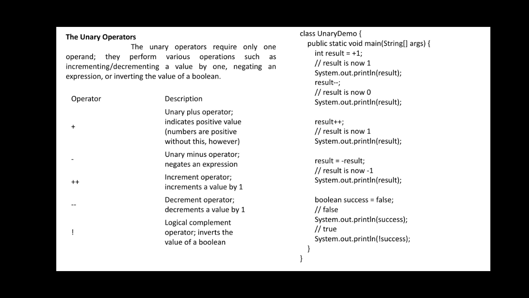So if any variable value is assigned with the operator only single plus and assigned to a value and to the variable, then we can call that one as what? A unary operator. Unary plus operator. Unary minus operator means negates an expression.